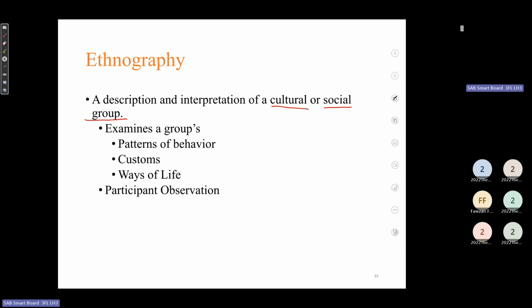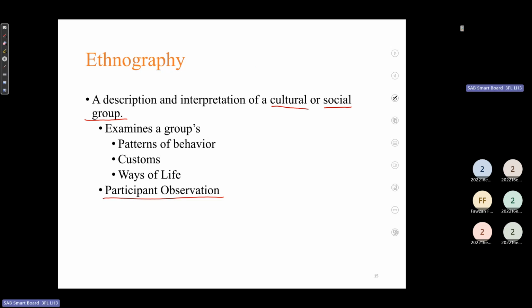So you have to look at the patterns of behavior, customs, way of life, and of course you have to do that by participant observation. You can be part of the group or you can observe as an outsider, but it is much better to be a part of that. So did Professor Nandasena observe from outside? No. He became part of this group. So that's your ethnographic study.